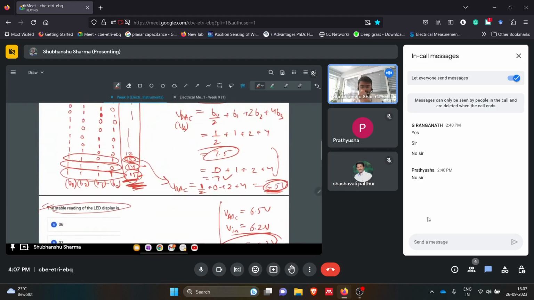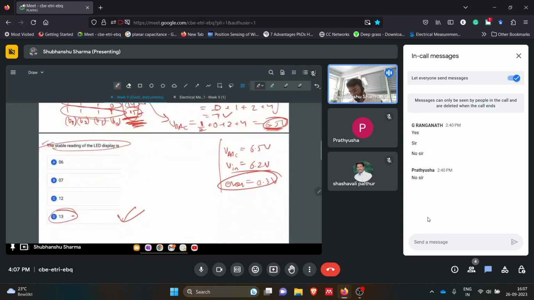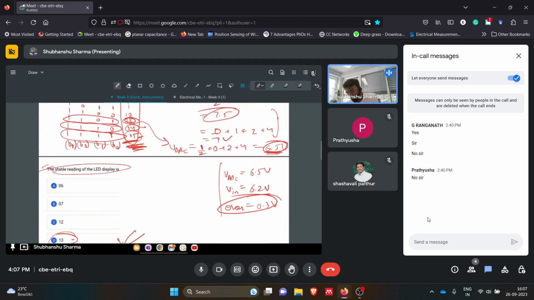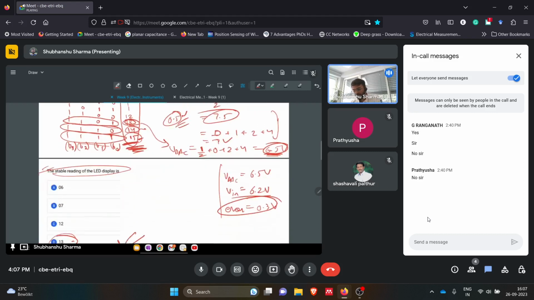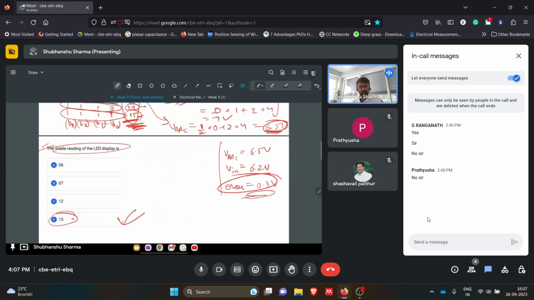Now one interesting thing to observe here is that these are increasing in a step of 0.5 volts, based on this thing. So how can you reduce this error? If somebody asks how you can reduce this error, you can reduce this error.